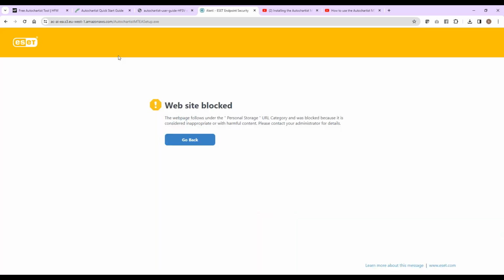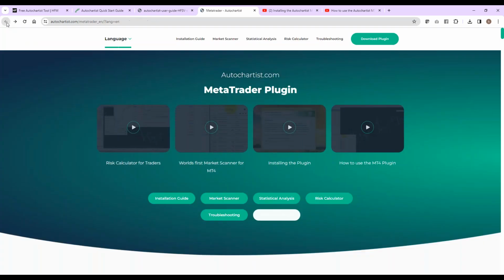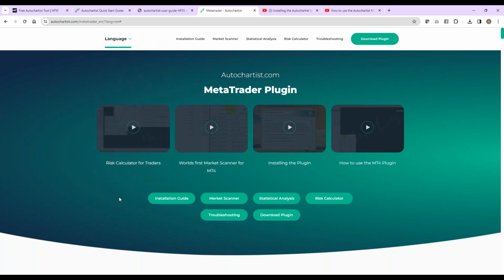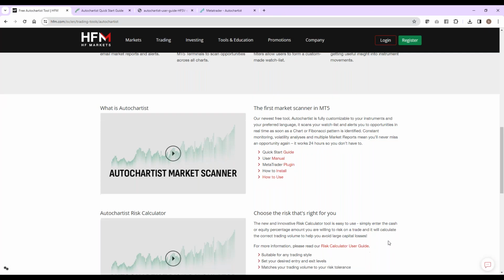If you have an MT4, sorry, it is banned here because of some security restrictions, but you will click download plugin and you will have the option to download the MT4 version if you have MT4, or MT5 if you have MT5. Also, as you can see, you can choose a specific language if you prefer. So let's get back to the website.